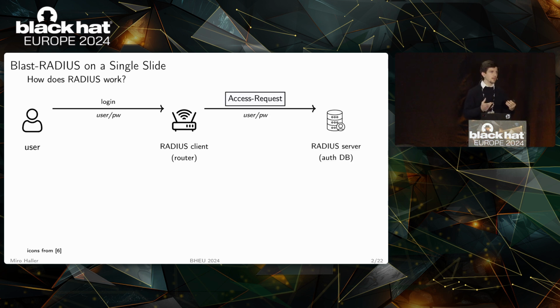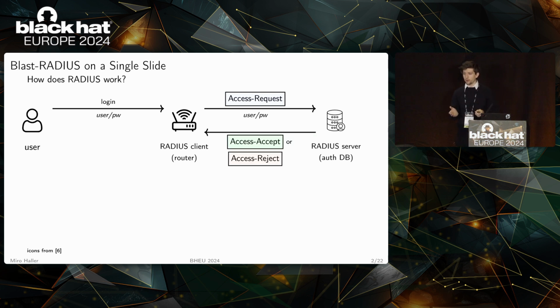So the router, acting as the RADIUS client, will contact the RADIUS server and send an Access-Request RADIUS message to the server asking whether it should give this user access or not. And this request has attributes attached to it that include the username and password. And then the RADIUS server will look up these user credentials in its database and communicate its access decision in the form of an Access-Accept or Access-Reject RADIUS message that is sent back to the RADIUS client. And based on this message, the RADIUS client will then decide to give the user access or not.